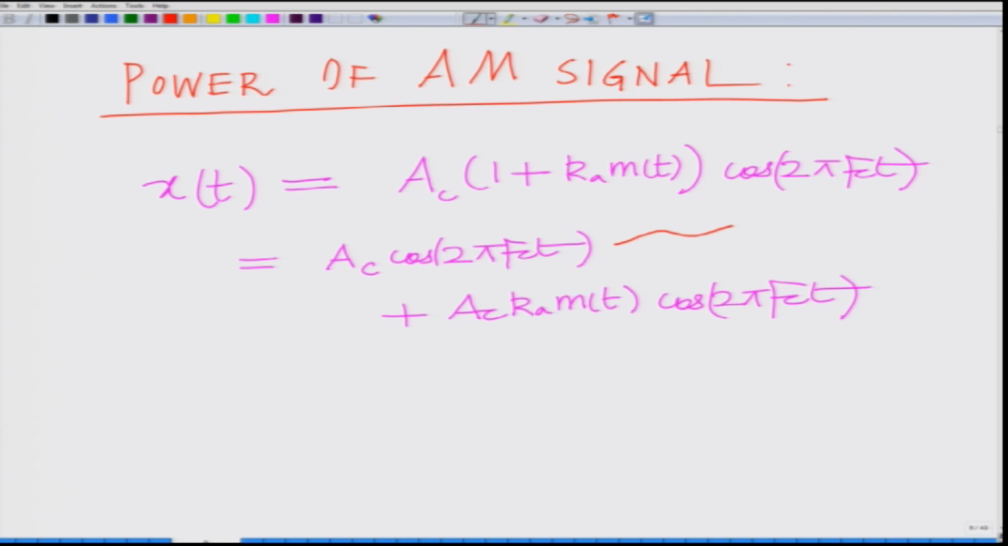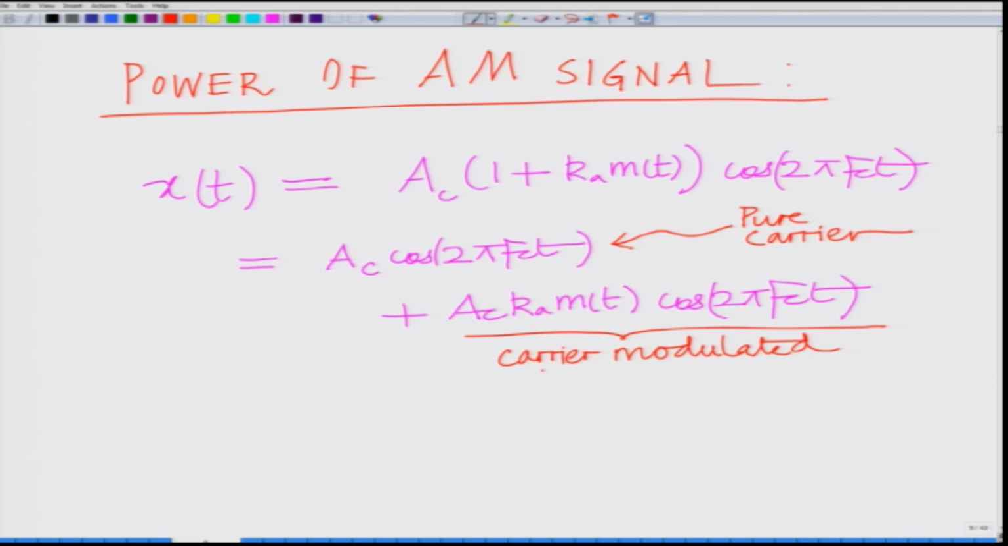Now, this is the pure carrier component, correct, and this is the carrier modulated. So, we have two components, one is the pure carrier A_c cosine 2 pi f_c t and the other is the carrier modulated by the message, that is your k_a A_c m(t) cosine 2 pi f_c t.